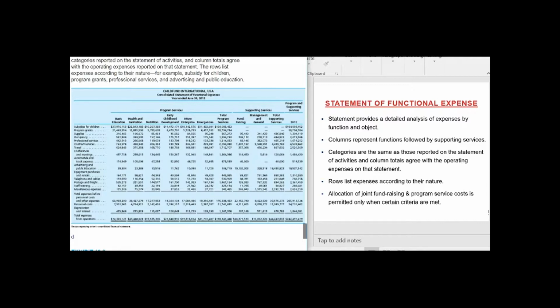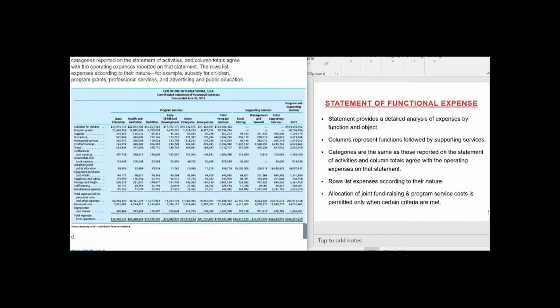Because they deal with billions of dollars in contributions, contributors may be concerned with how their donations and contributions are used. So this statement provides a detailed analysis of expenses, based on both their function and objective. As I mentioned, for their expense category, they classify expenses into two parts. One is program service, another is supporting service. Program service expenses are basically related to its mission.